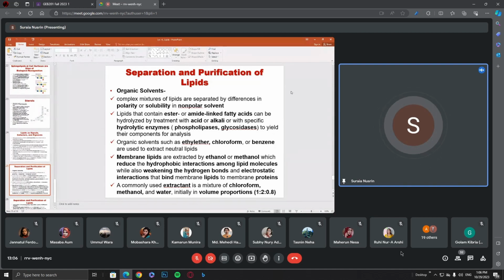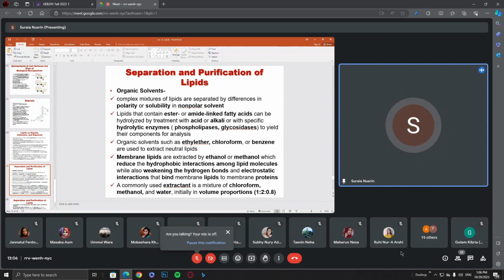Now, what are the names of the organic solvents we can use to separate and purify, especially neutral lipids? We can use ethyl ether, chloroform, or benzene. In the case of membrane lipids, we can use ethanol or methanol.